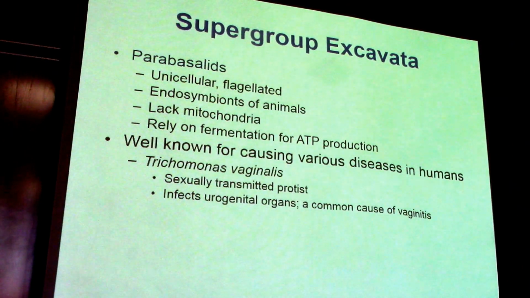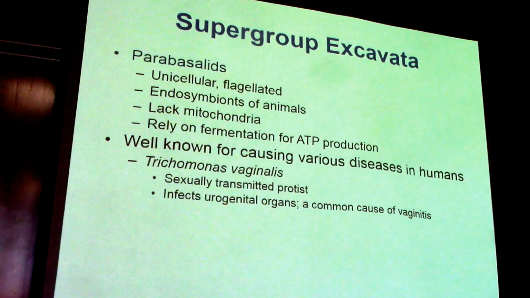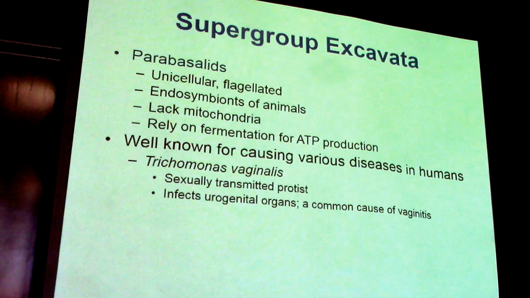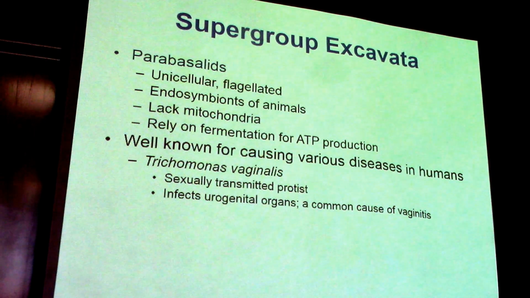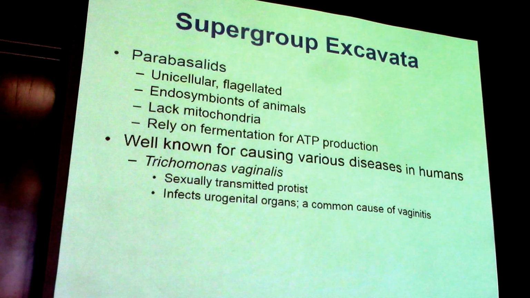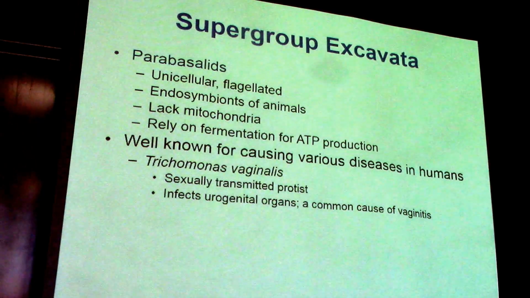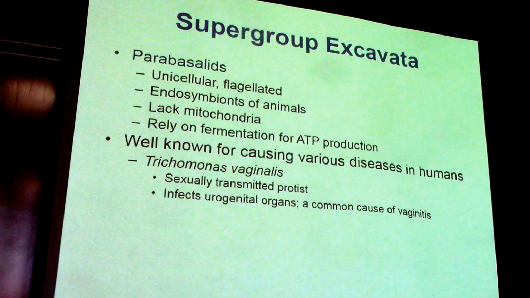Parabasalids are members of this supergroup as well. Parabasalids and diplomonads are the two main members of this supergroup. So euglenids is one, then parabasalids and diplomonads is another one, and then kinetoplastids are the fourth group.